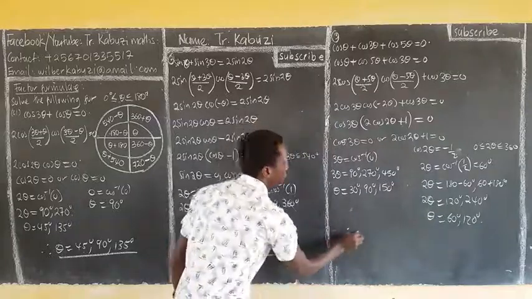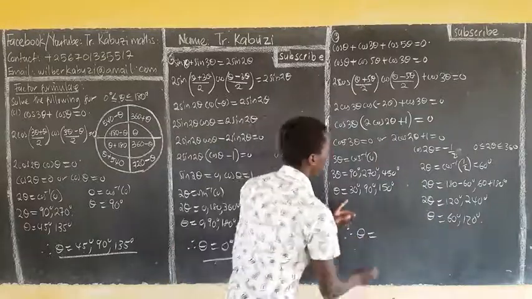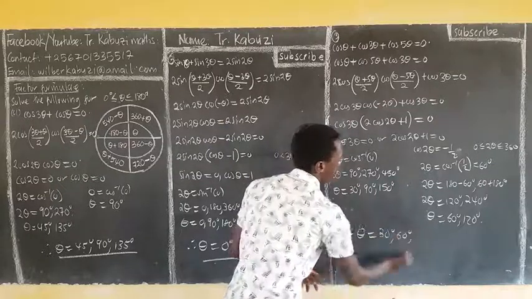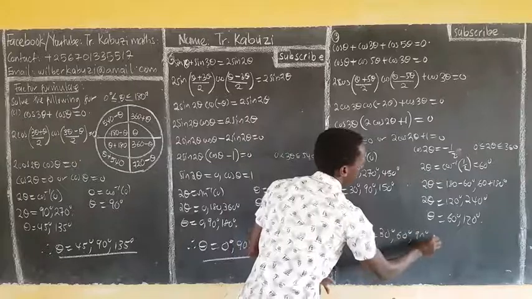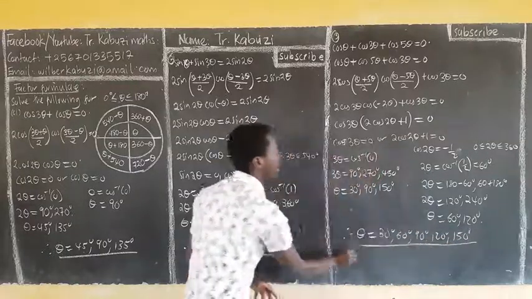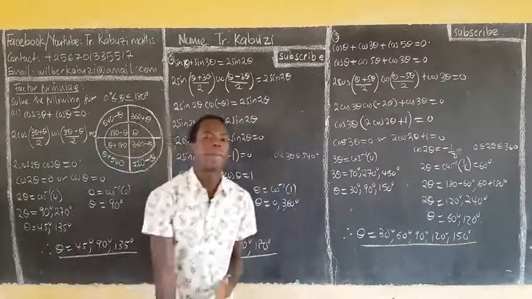So therefore, the values of theta, you arrange them, are 30 degrees, comma, 60 degrees, comma, 90 degrees, comma, 150 degrees. So members, that's how we use the factor formula.